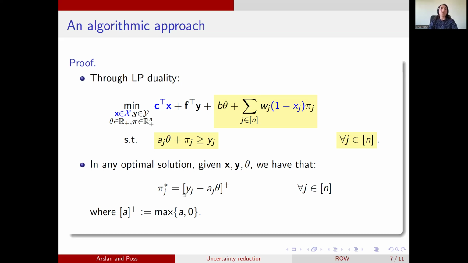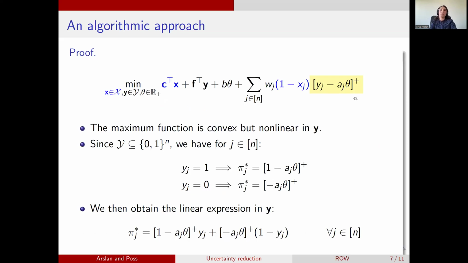So as a result, we obtain that in any optimal solution, the value of this variable pi j will be equal to the maximum between 0 and this expression here. Okay, so we can plug that in. Now we have the problem over 3 variables. We got rid of the pi j's. But the thing is, this max function is a nonlinear function of the decision variables y, and that we don't like as much. So we'll try to get this y out of this maximum function.